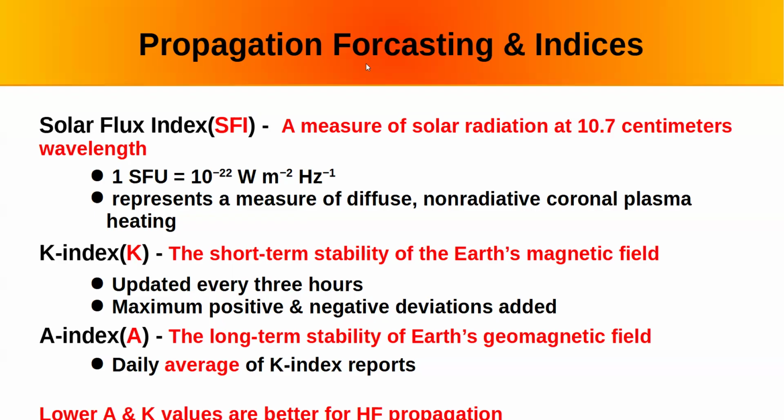What do positive and negative deviations mean with respect to the K index? When they do the K, they take a snapshot. So that's what the actual is. And then they're also providing what the maximum positive and negative values were over the last 3 hour interval. So current plus max and min over the last interval.